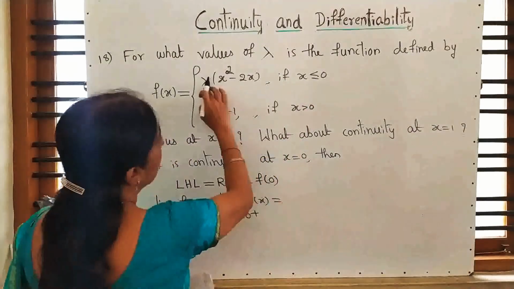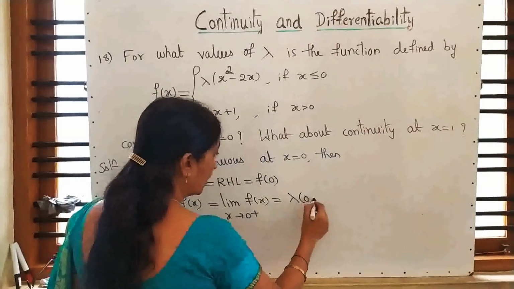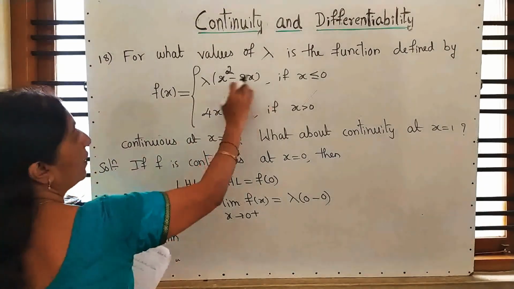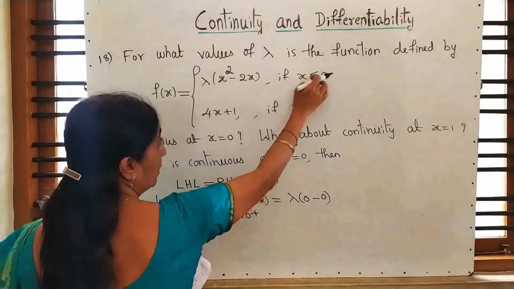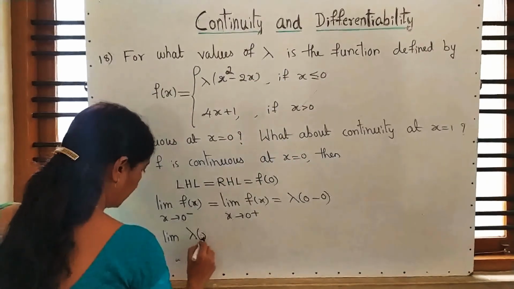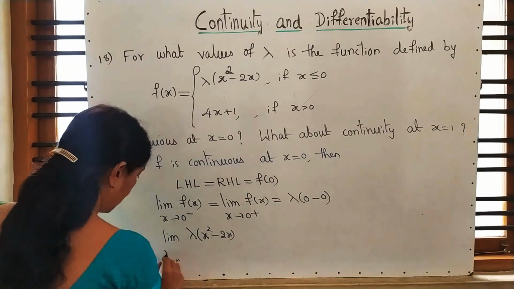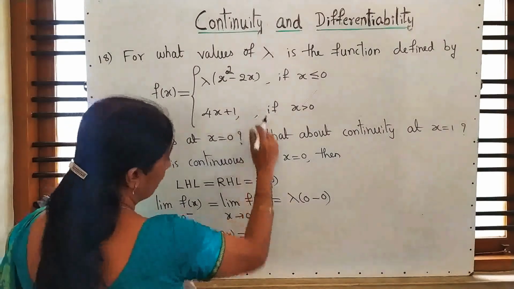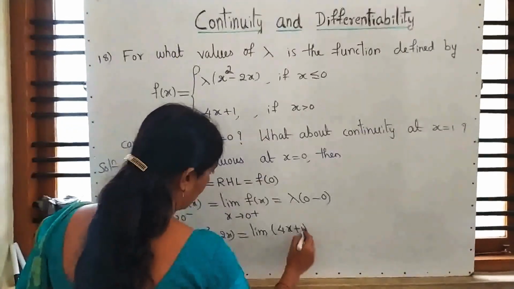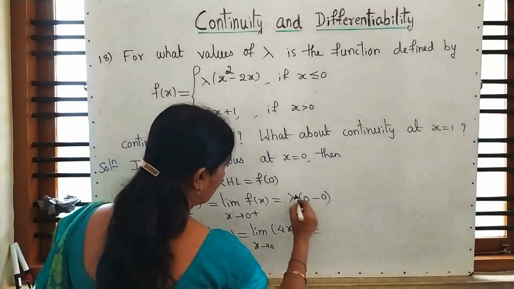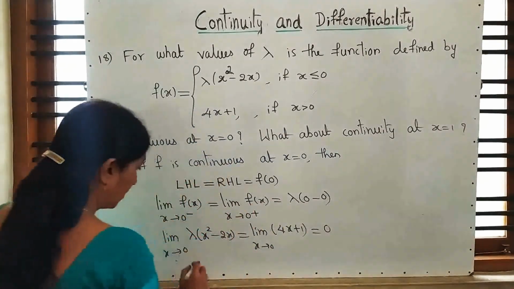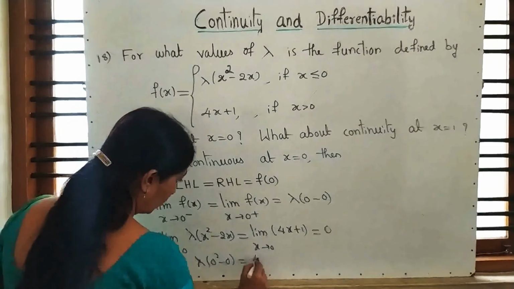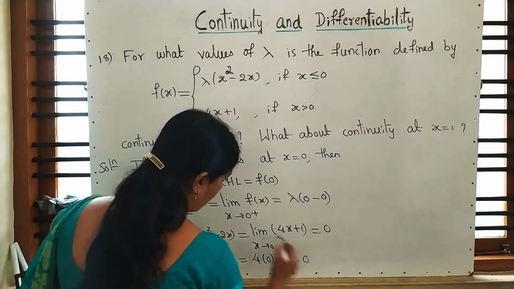So f of 0 means in this expression wherever x is there we are writing 0. And here which function are you selecting? For left hand limit we are selecting the first one because in the first one x is less than 0, as x tends to 0. And for right hand limit we are selecting the second one, in which x is greater than 0. And here lambda into 0 is 0. Here also lambda 0 square minus 0 is equal to 4 into 0 plus 1 is equal to 0.